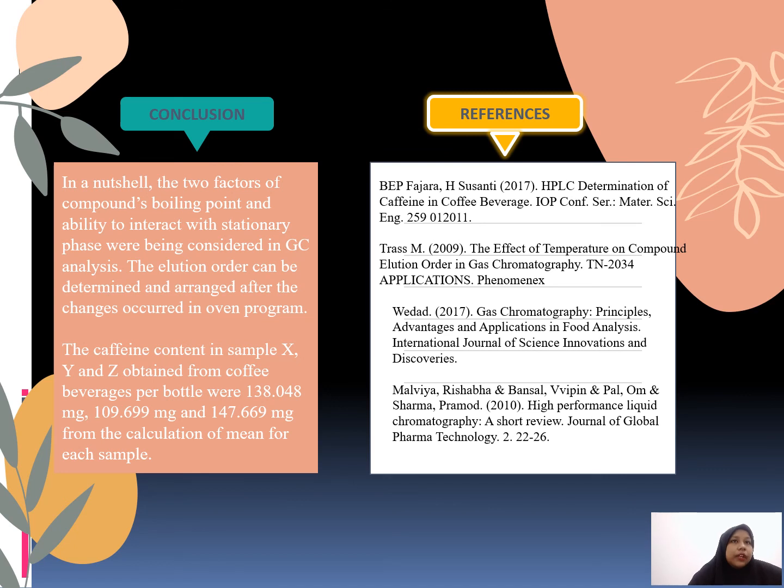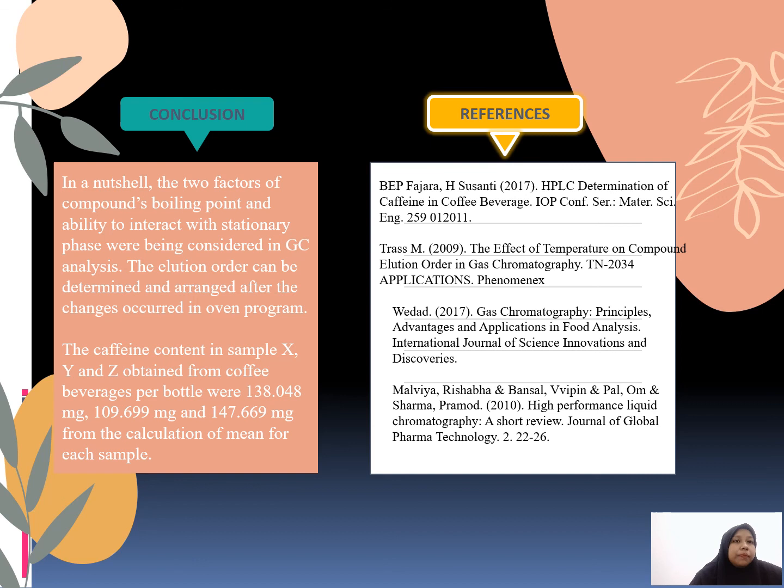In a nutshell, the two factors of the compounds' boiling point and ability to interact with the stationary phase were considered in GC analysis. They function in analyzing the vapor pressure and the elution order of the chromatographic run. The elution order can be determined and arranged after the changes occur in the oven program. Samples X, Y, and Z from coffee samples were proved to contain relatively the same retention time as the standard caffeine.